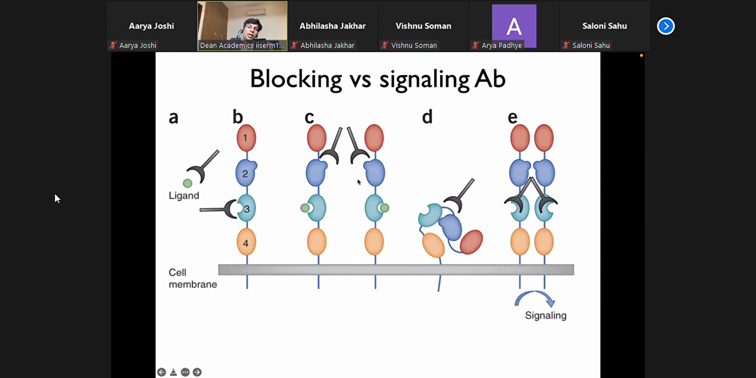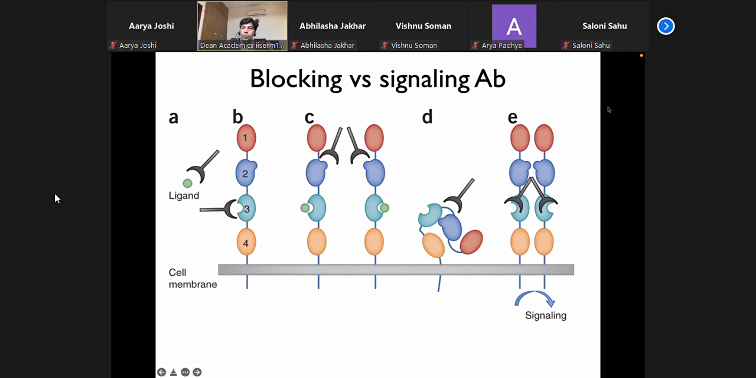Third one is because there are multiple receptors which need to form either a dimer or trimer, and if an antibody can stop the interaction of different units of the receptor, this will also serve as a blocking antibody. And the fourth one is showing that if the surface receptor has to attain a certain configuration to start inducing signaling, and the antibody is stopping that, this will also be called a blocking antibody.